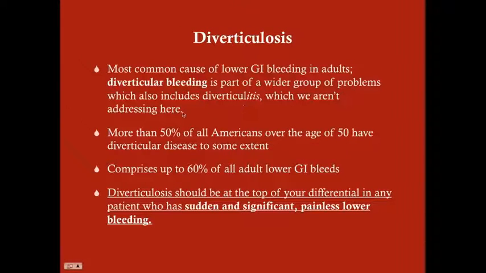Diverticulosis is the most common cause of lower GI bleeds. It comprises up to 60% of all adult lower GI bleeds. So if you have a patient who's got maroon-colored stools or has more commonly what this would present as, a rapid hematochezia, then this should be number one on your differential, of course, especially if it's an older adult.